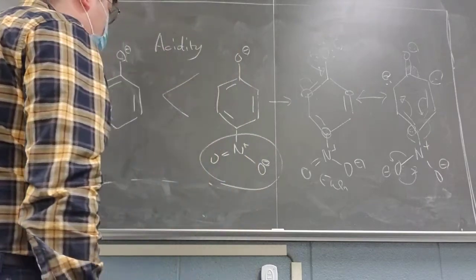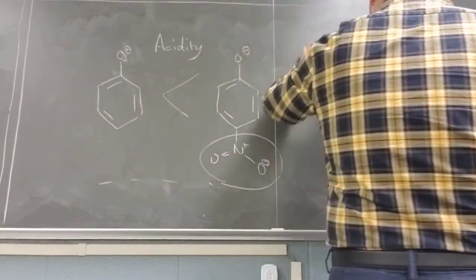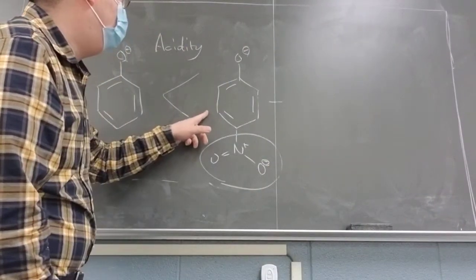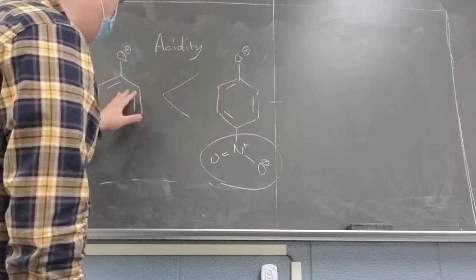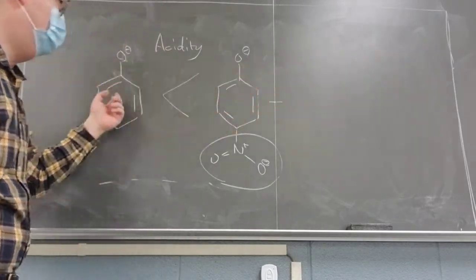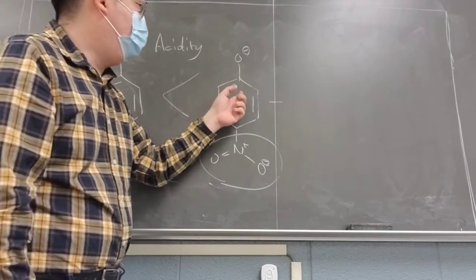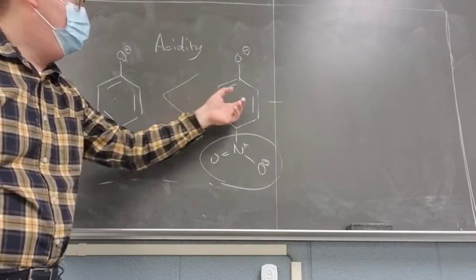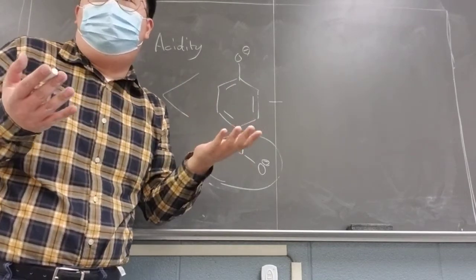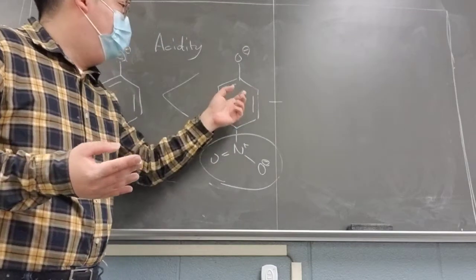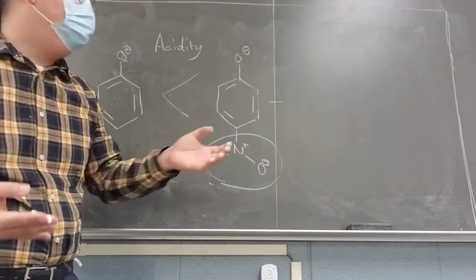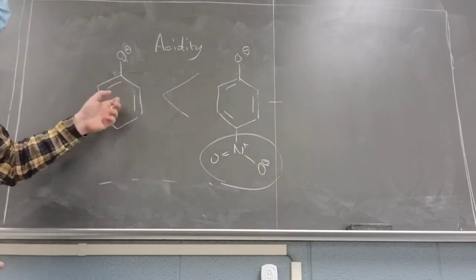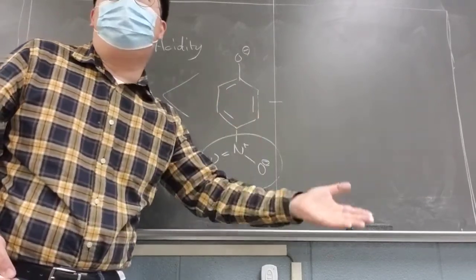So what it really means is that this one will be, relatively speaking, more stable when they donate the protons than this one. Then they don't mind donating protons, because they can still be somewhat stable even though they're donating the proton. So this will be, relatively speaking, a stronger acid than this one, because this one will give us more protons.